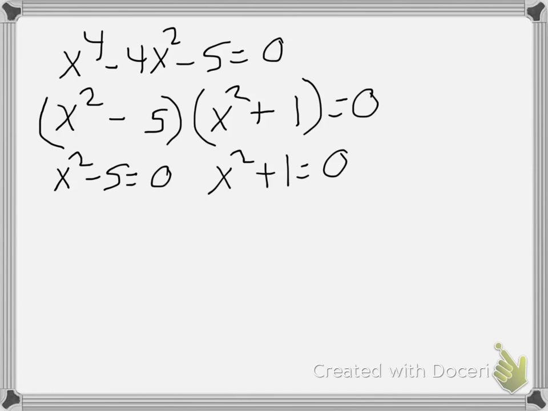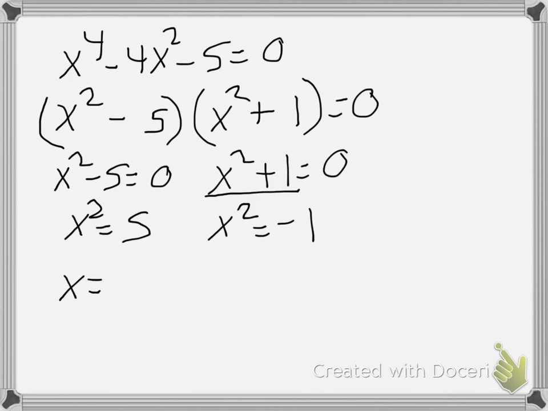All right. So I'm going to get x squared is equal to 5. And I'm going to get x squared is equal to negative 1. Please do not try to factor this as a difference of squares. Why not? Because it's not a difference. That's a good reason, right?